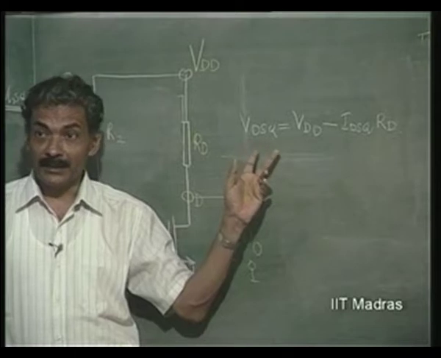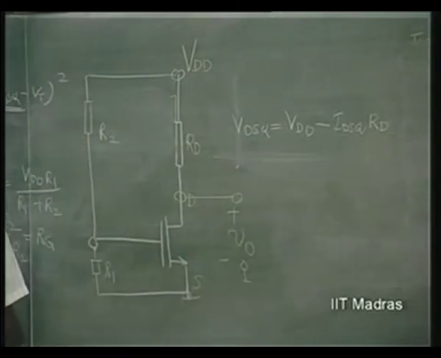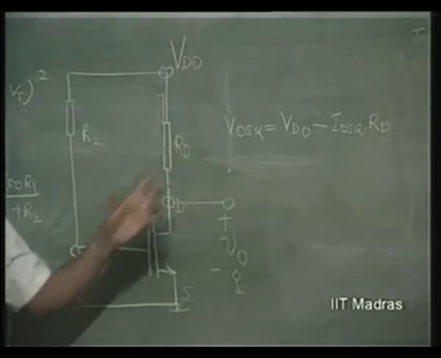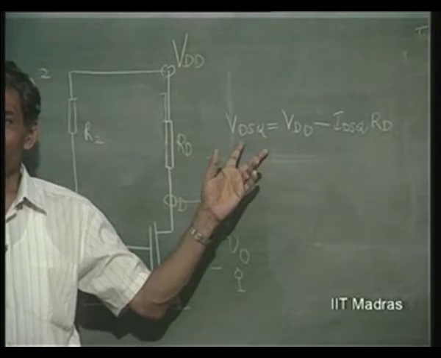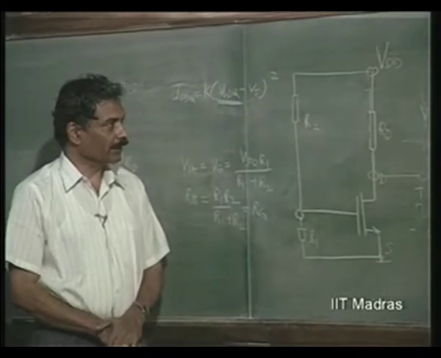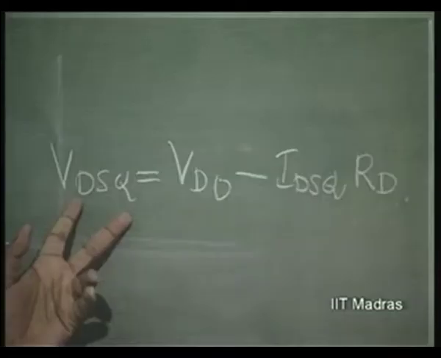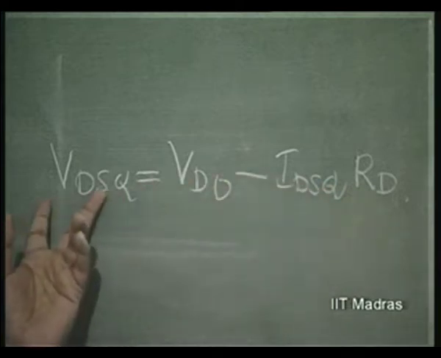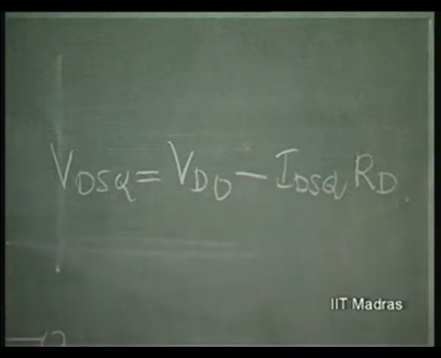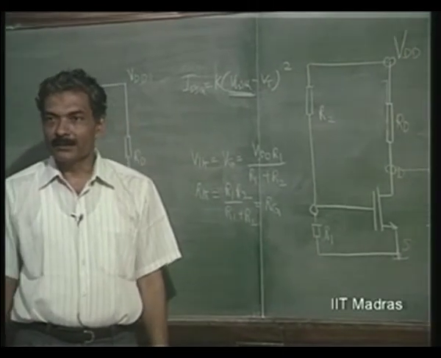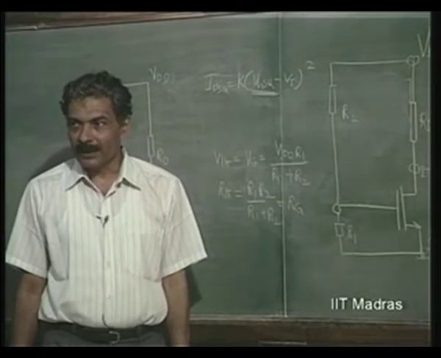If VDSQ changes, I am not sure, when the signal comes, whether this VDSQ is sufficient to maintain it in the current saturation region. So, this is an important thing. For a given value of RD, this VDSQ depends upon IDSQ. Higher the IDSQ, lower will be the VDSQ, and therefore, I may have this FET operating in the triode region, which is not the right region for keeping it in the active region.